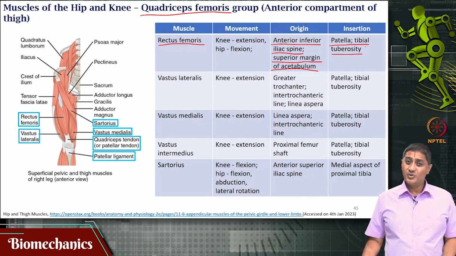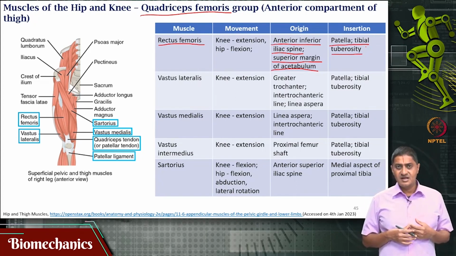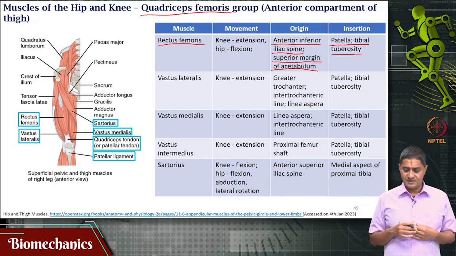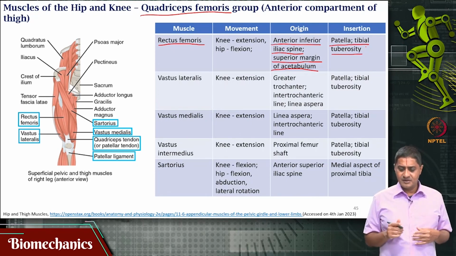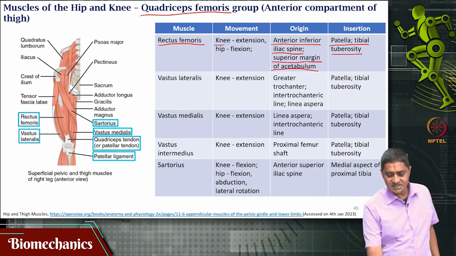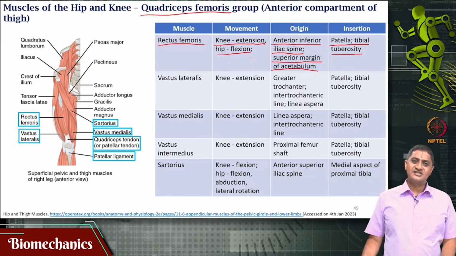Note that it has 2 distinct functions. One is flexion at the hip joint, the other is extension at the knee joint. Now, because there are 2 distinct functions for this muscle, when it is performing one of these functions, its capacity to perform the other function is compromised. Something that we will revisit in just a little while, but let us keep this in mind. This is a muscle that has more than one function. It can perform knee extension as well as hip flexion. When it is flexing the hip, its ability to extend the knee is compromised, and vice versa.